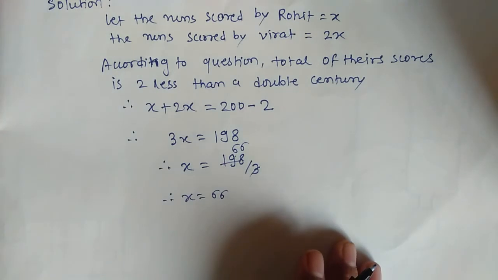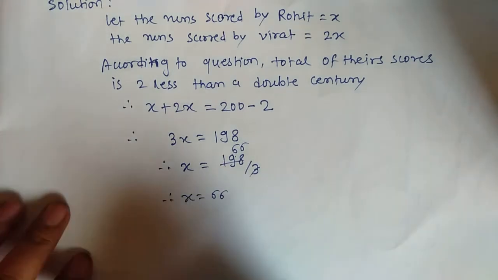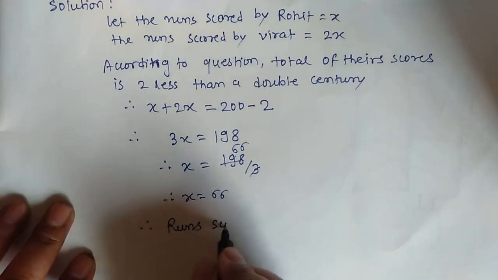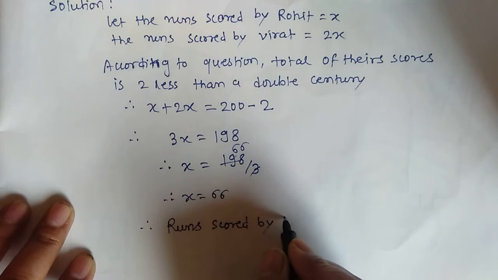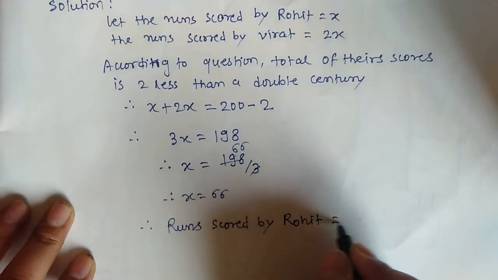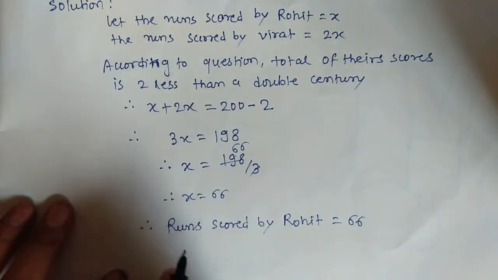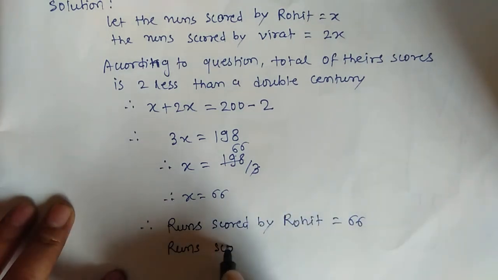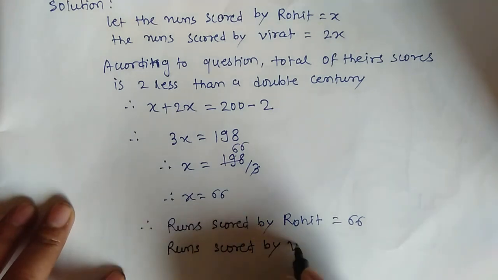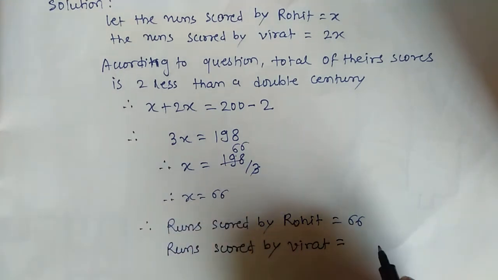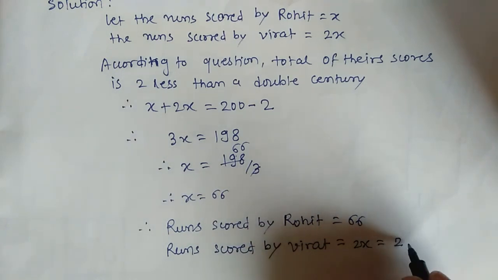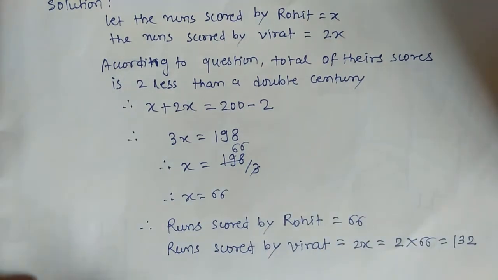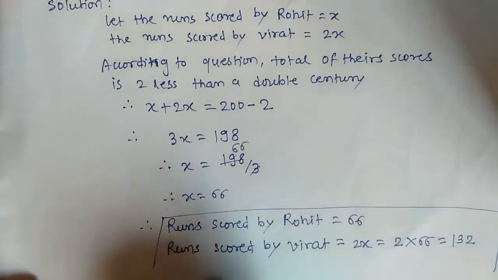And we know that x is the runs scored by Rohit. So, therefore, runs scored by Rohit is equal to 66 and runs scored by Virat is equal to twice x. So, it is 2 multiplied by 66 equal to 132 and this is the final answer.